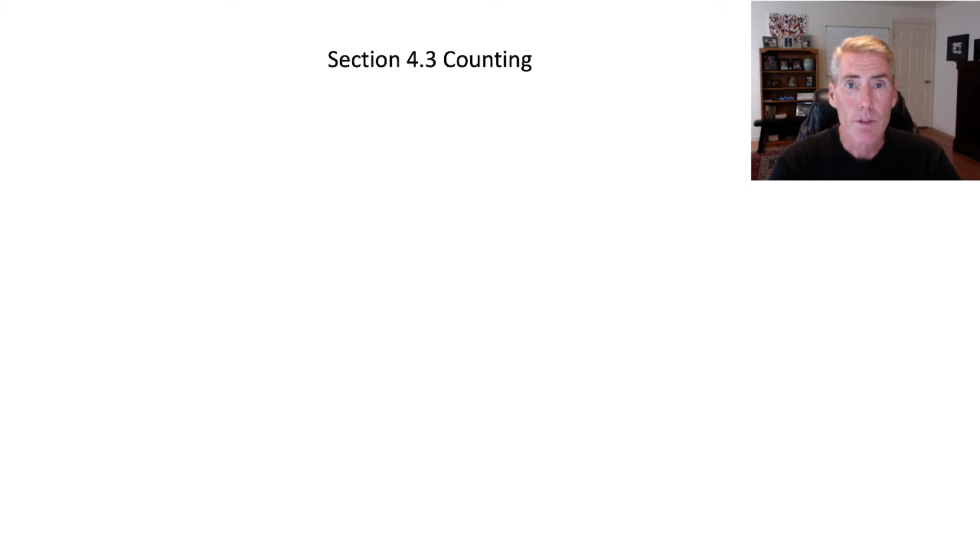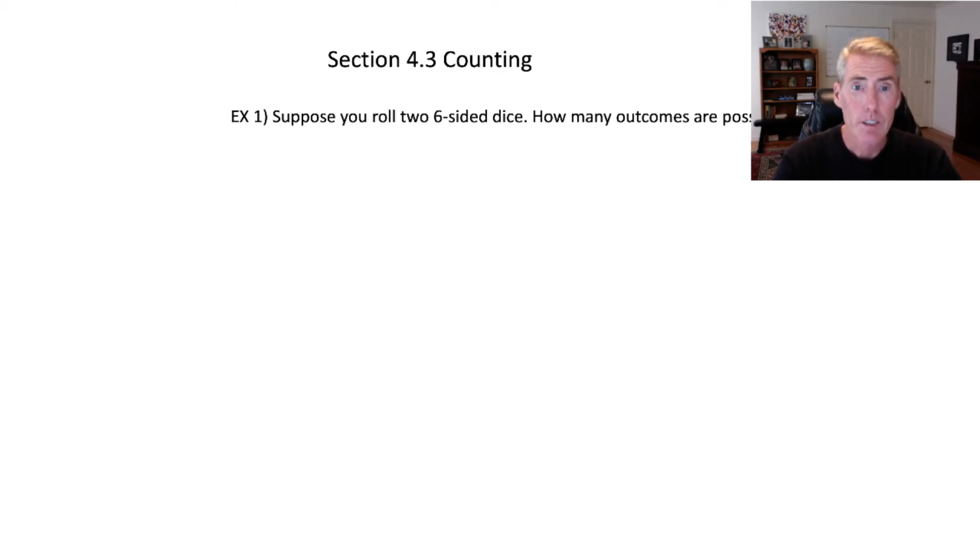And now for the third and final section of Chapter 4, 4.3 on counting. So, suppose that you have two dice. They have 6 sides, 1, 2, 3, 4, 5, 6. How many possible outcomes are there?